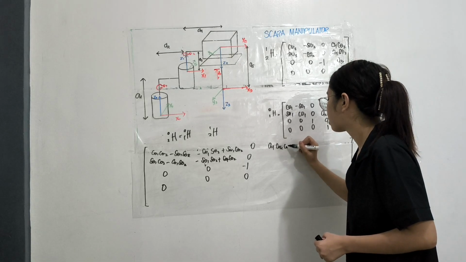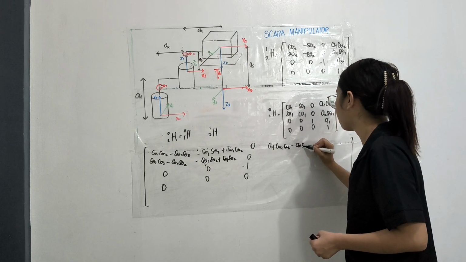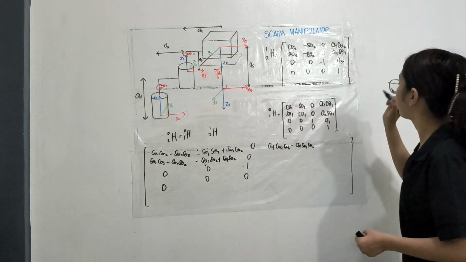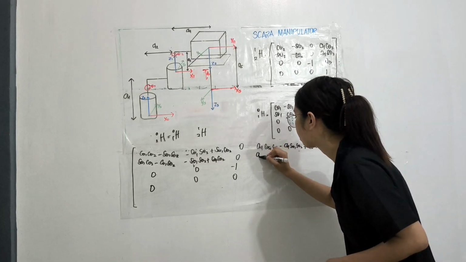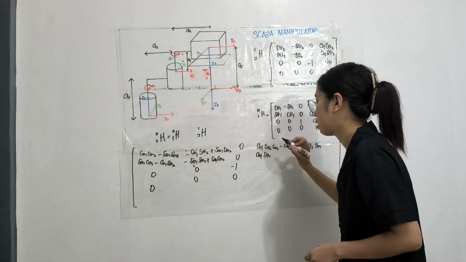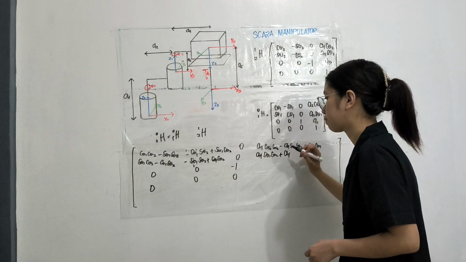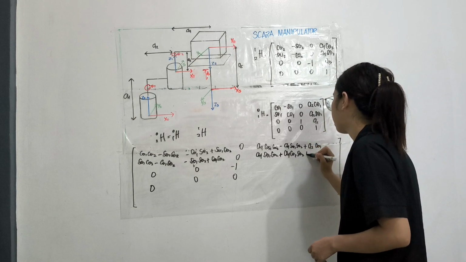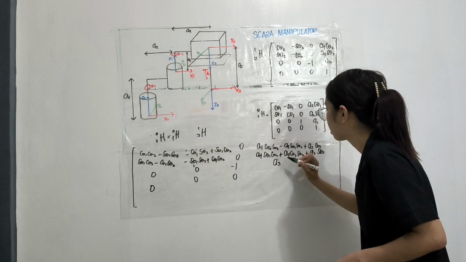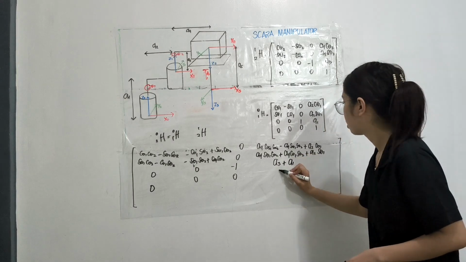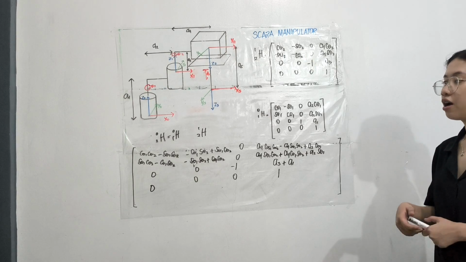Next we have a sub 4 cosine theta 1 cosine theta 2 minus a4 sine theta 1 sine theta 2 plus a2 cosine theta 1. Next is a4 sine theta 1 cosine theta 2 plus a4 cosine theta 1 sine theta 2 plus a2 sine theta 1, then a3 plus a1, then 1. So this is the 4x4 homogeneous transformation matrix for frame 0 to frame 2.